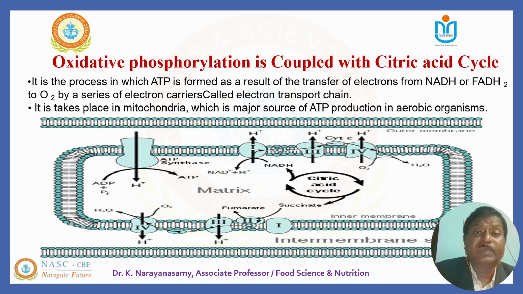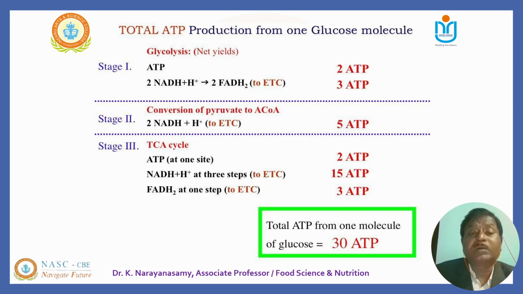So during oxidative phosphorylation, you will get ATP molecules, because ATP is synthesized by this ATP synthase enzyme, which is present in the inner membrane of the mitochondria. And the final acceptor of the electron transport chain is molecular oxygen.